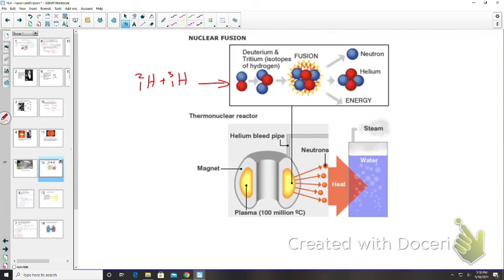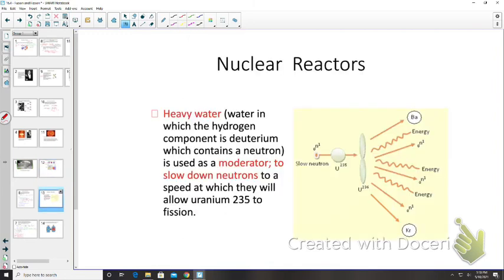Okay, the heat that is generated during nuclear fusion is going to heat up some water. Water, when it heats up, will turn into steam, which will rotate a turbine, which then creates electrical energy, which will then go out to the grid, right? A little bit of a review there. Okay, in nuclear reactors, a little bit more about this. So heavy water.